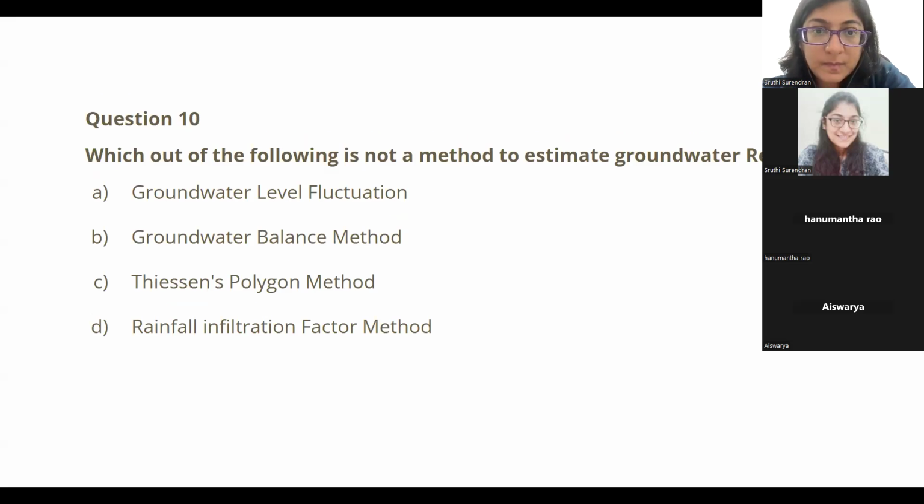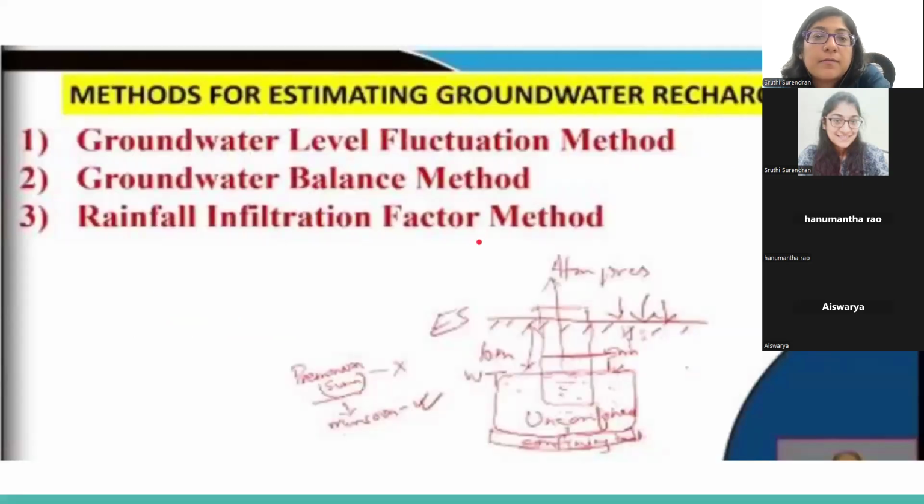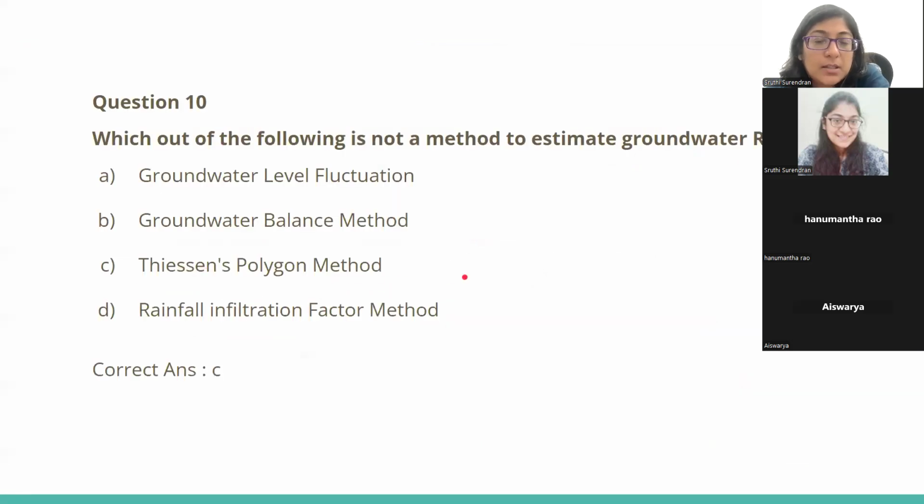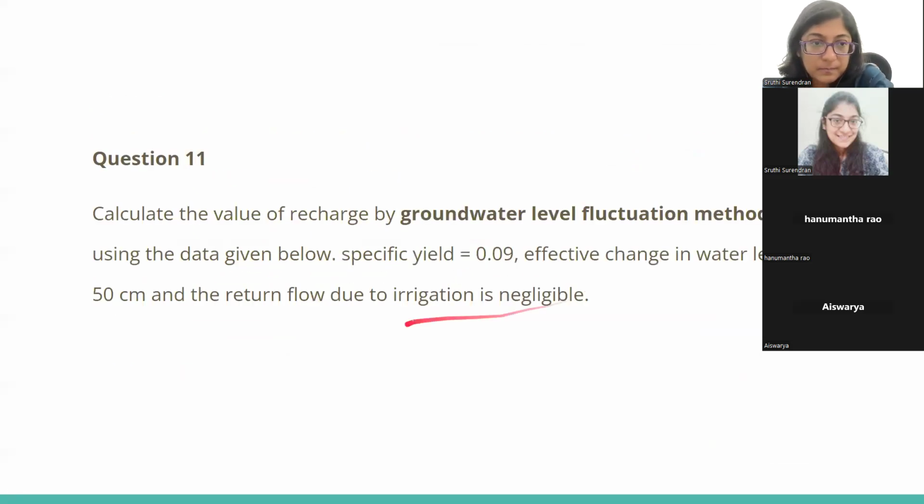Okay. So let's move to the answer. We had talked about the groundwater level fluctuation method, the groundwater balance method, and the rainfall infiltration factor method. Thiessen's polygon method is used to calculate the average mean rainfall. It is a method of estimating mean rainfall, not groundwater. So option C is the correct answer.